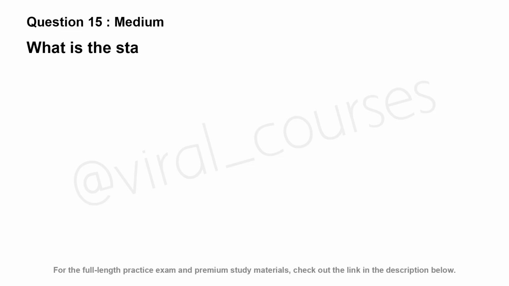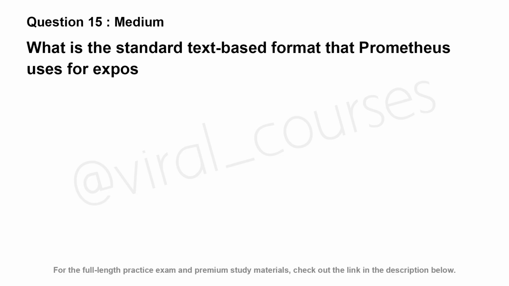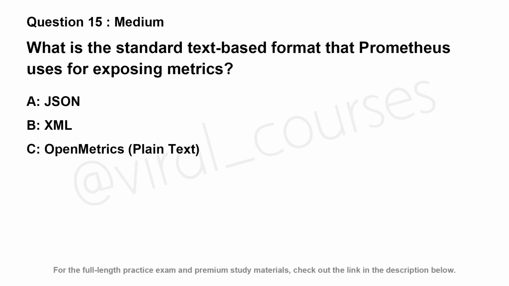What is the standard text-based format that Prometheus uses for exposing metrics? Option A, JSON. Option B, XML. Option C, OpenMetrics, plain text. Option D, YAML.